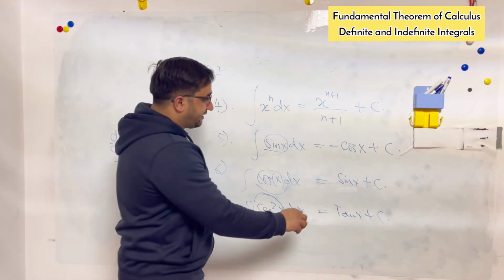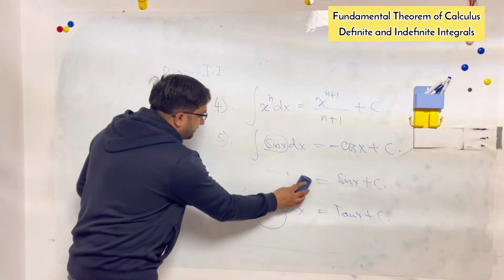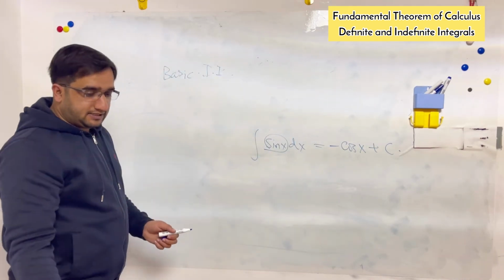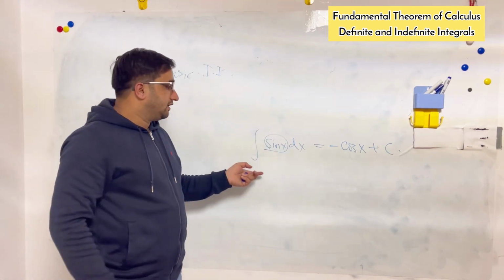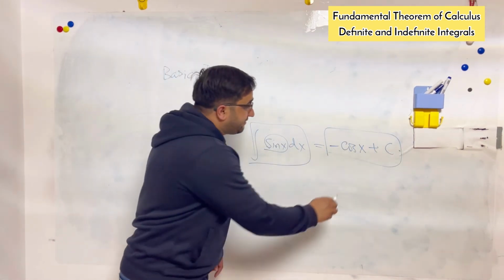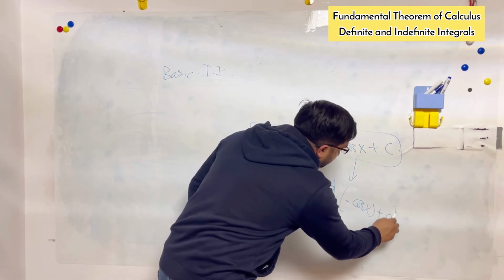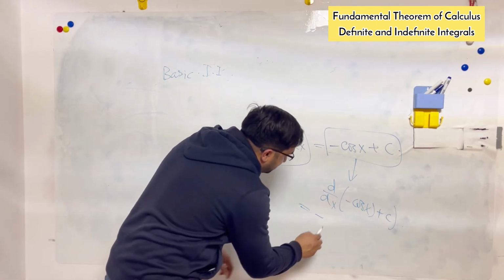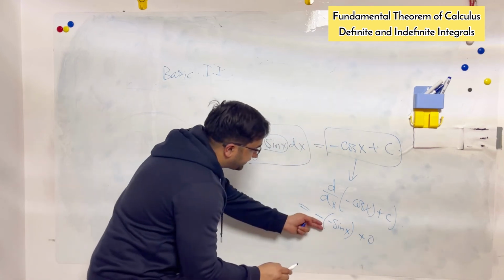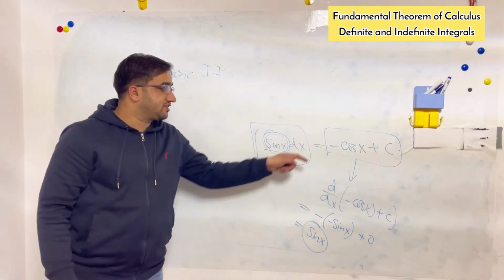For example, if we are standing at this one, number 5, I am giving you an expression and I say, check whether this formula is true or not. So instead of checking this, check from here. Take the derivative of this thing, d by dx of minus cos x plus c. When you take the derivative, this minus is outside, and the derivative of cos x is minus sin x, plus the derivative of c is 0. Minus minus plus, this is sin x. This is the same as what is here. So this formula is correct.